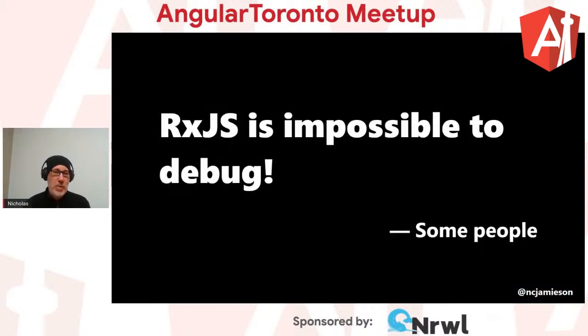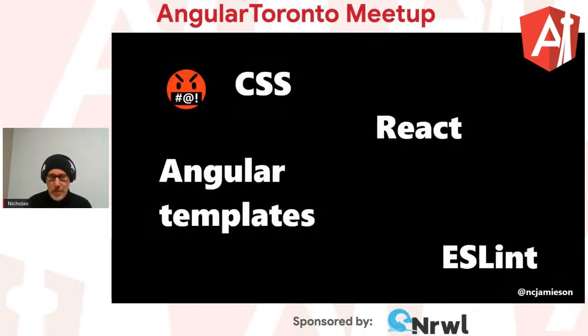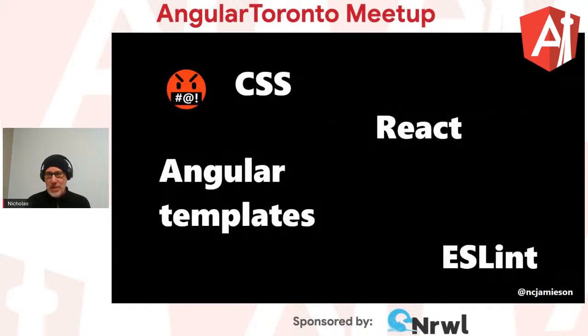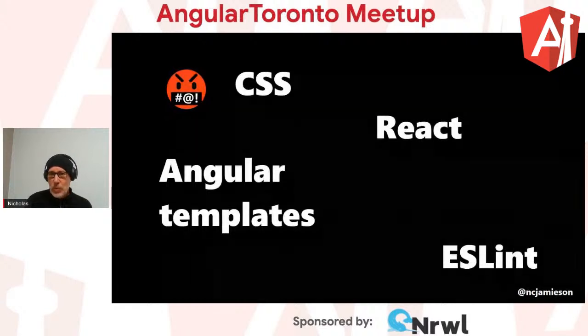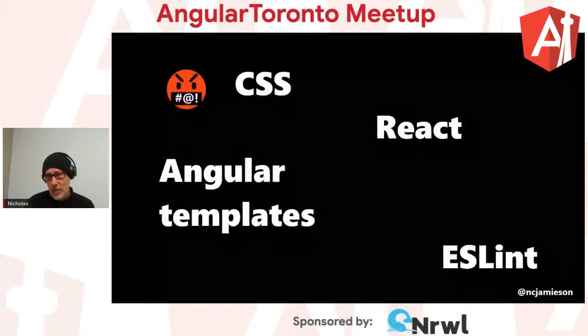And thinking about this problem, RxJS isn't alone in being difficult to debug with conventional tools. There's a whole bunch of other stuff that's also difficult to debug. I mean, CSS, you can't debug CSS with a debugger. React components and Angular templates, if you declare something and it doesn't work, a debugger isn't always the best tool to figure out what's going on with that. And ESLint rules, if you're writing an ESLint rule, ESLint rules use selectors to match AST nodes, and those selectors are very much like CSS selectors. And again, a debugger is not a very useful tool for figuring out why your ESLint rule isn't working.